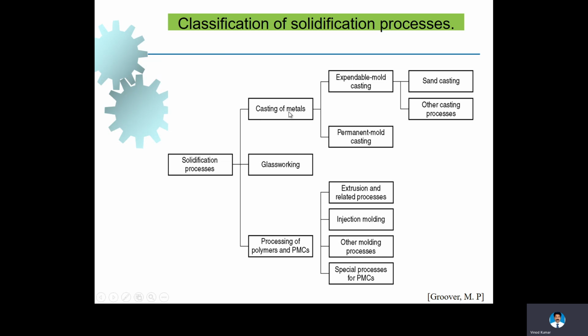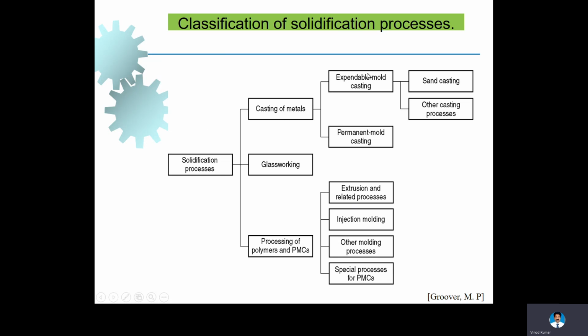Solidification process means casting. It can be casting of metals. A molten metal is poured into a cavity, and this molten metal will take the shape or impression of the cavity, and then we get a final finished product. This is casting of metals. Glass working, we can produce glass by solidification process, and processing of polymers involves extrusion, injection molding, and other special processes. These things will be studied in our later sessions.